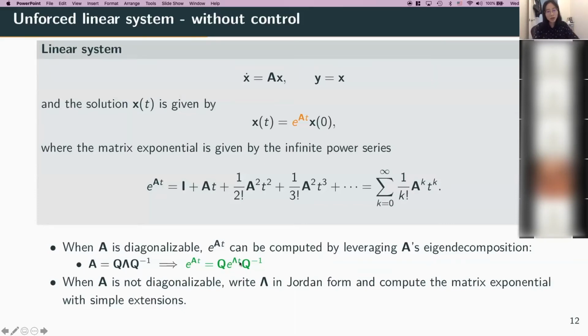And when A is not diagonalizable, we can write the matrix lambda in Jordan form and then compute the matrix exponential with simple extensions. I'm not going to get into that. We're just going to assume that we're in the nice case.